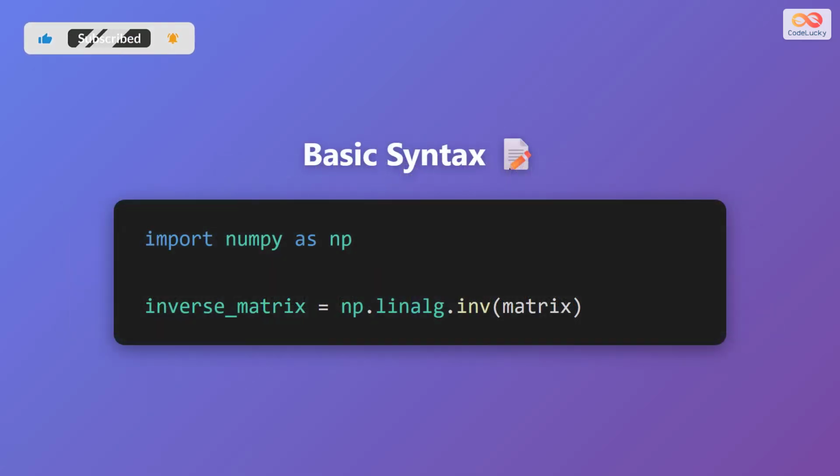Now let's look at the syntax. First, you import NumPy as np. Then, to find the inverse, you write inverse_matrix equals np.linalg.inv and pass your matrix as the argument. It's that simple. The function returns a new matrix that is the inverse of your input matrix.